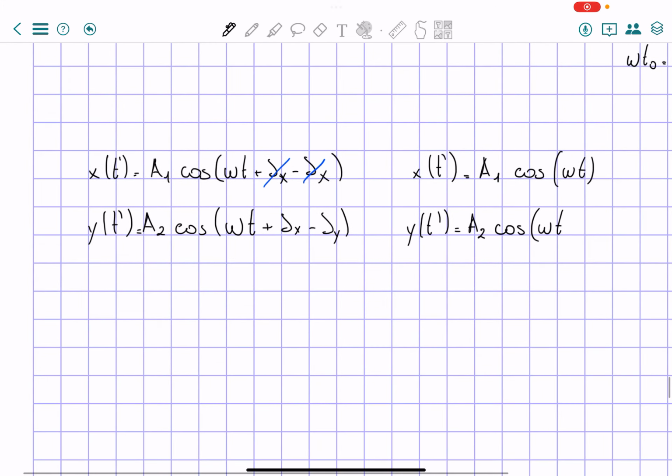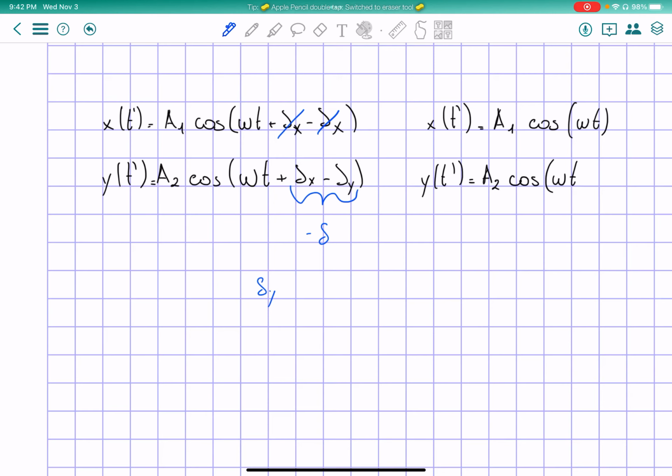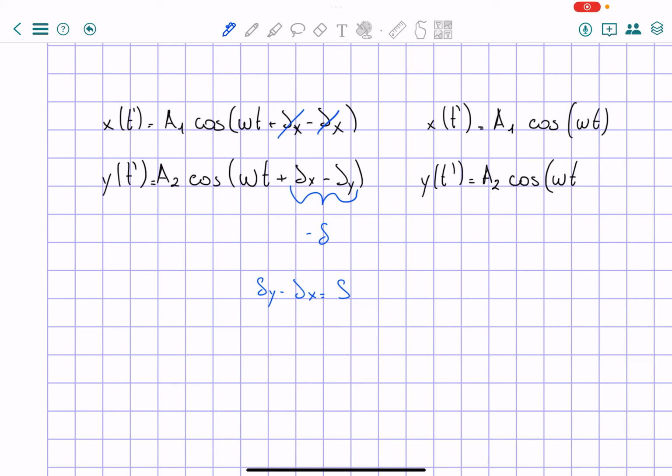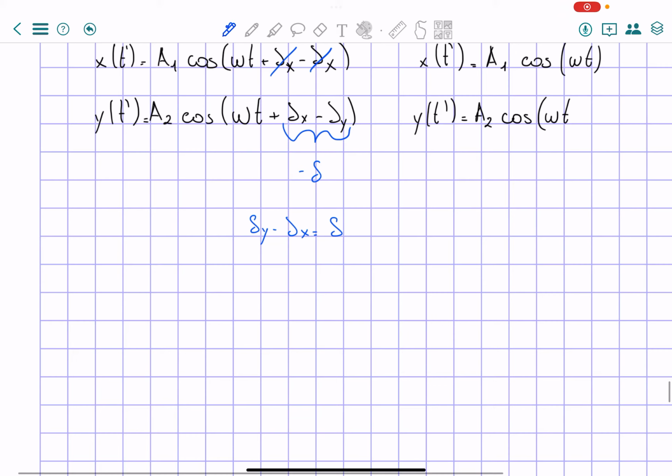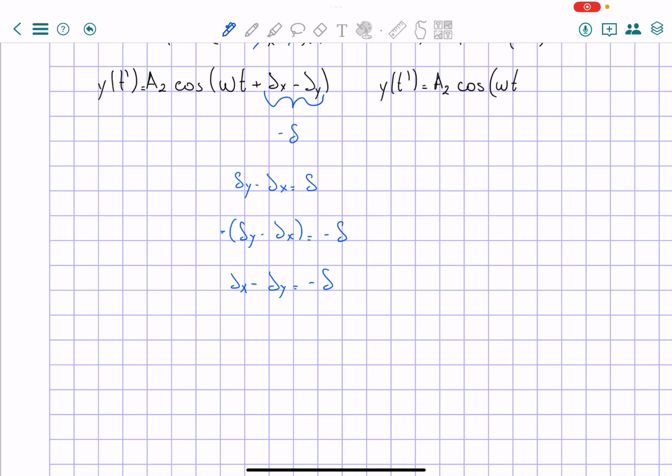wt, and then here we're going to do a little work on this term. We can call this, for example, negative phase shift, because I want to say that, like we were told before, phase shift in y minus phase shift in x is equal to our phase shift. It means that if I want the negative there, I want phase shift in y minus phase shift in x to be equal to negative phase shift. Then I'm going to move the signs, so phase shift x minus phase shift y equals negative phase shift, which is exactly what we have.